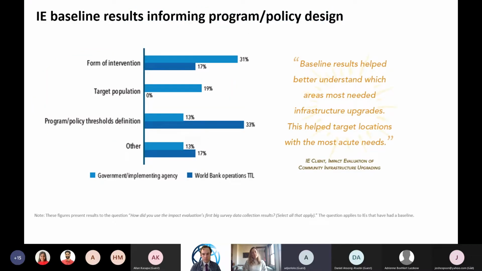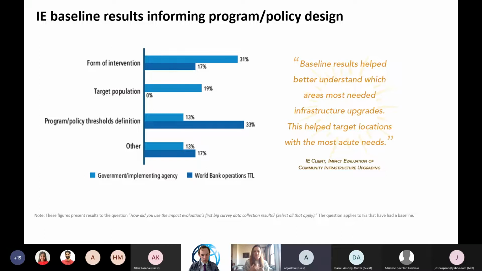And so we asked again this question, in this case it was about baseline results, but how can the data you're collecting at any point in time improve your program or your policy? And so the majority of our respondents actually said that it helped with thresholds, as I said earlier. So rethinking at what point you would deliver a program, but it could also help with the target population and other forms.